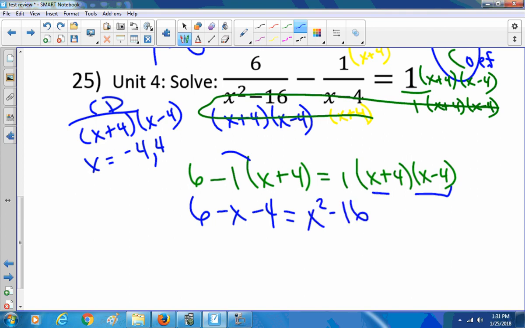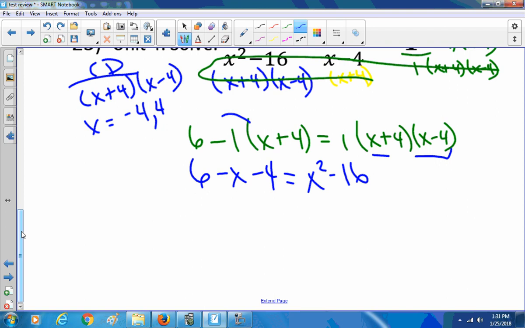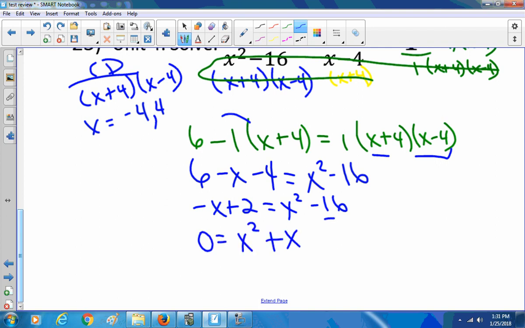This is a quadratic, so let's move everything to one side. I'm going to go ahead and find like terms first. That gives me negative x plus 2. So I'm going to add the x. I'm going to subtract the 2. And yes, I will try to factor if it's factorable. It is not factorable. So we're going to do the quadratic formula.